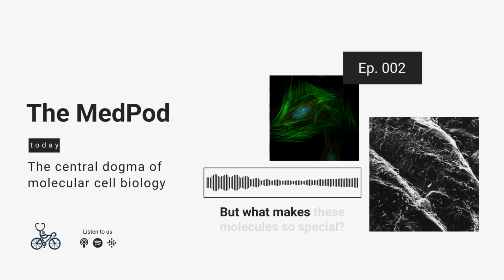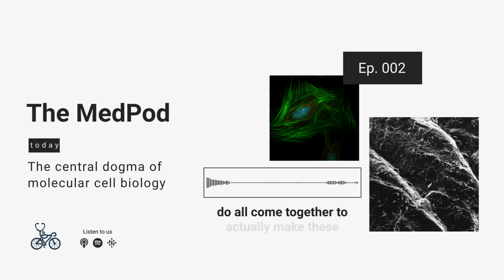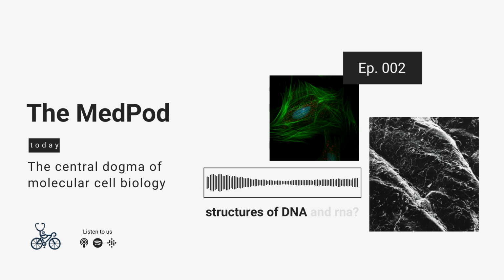But what makes these molecules so special? What can they do? I think it's really interesting that they're not just these passive little blocks. They actually play really important roles in things like storing energy in the cell, signaling, and even how enzymes function. For example, ATP, the cell's energy currency, that's a nucleotide. So we've got the building blocks, but how do they all come together to make the structures of DNA and RNA?